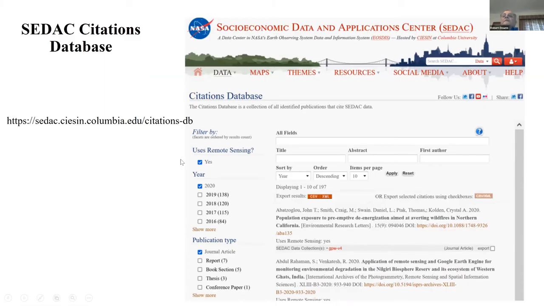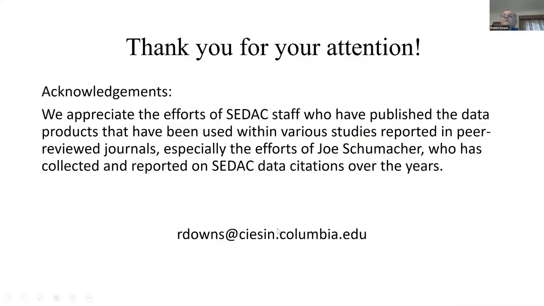The CDAC citations database is publicly accessible at this URL, and people can look and do their own analyses, or if they're interested in a particular data product, you can see how that data product is being cited by different journals, and look whether it's actually being cited with remote sensing data and at different types, as well as the years involved.